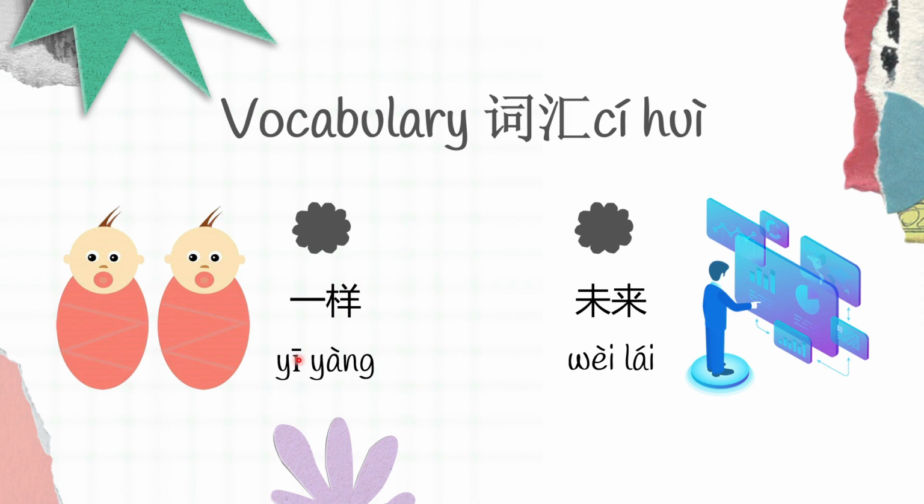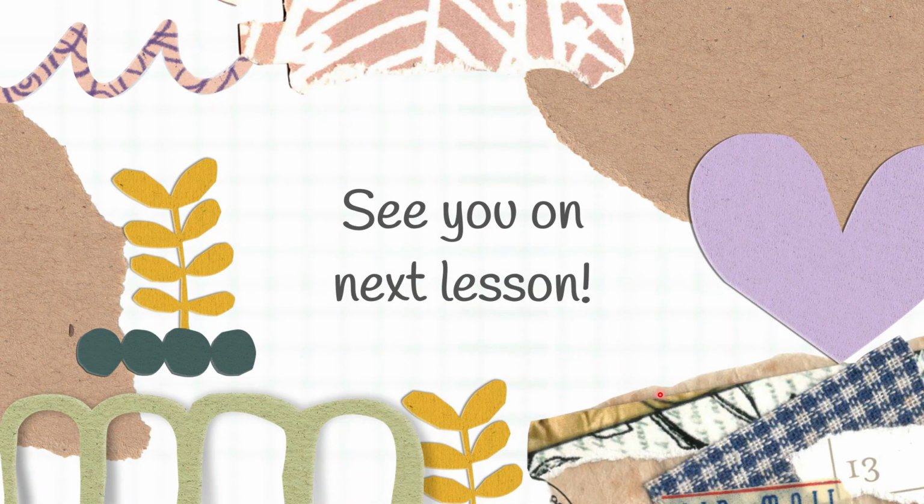And in the next slide, we have 一样, 一样, 一样, 未来, 未来, 未来. 一样 is same, 未来 is future. So 一样 is same, 未来 is future. Once again, 一样 is same, 未来 is future. Let's read together. 一样, 未来.